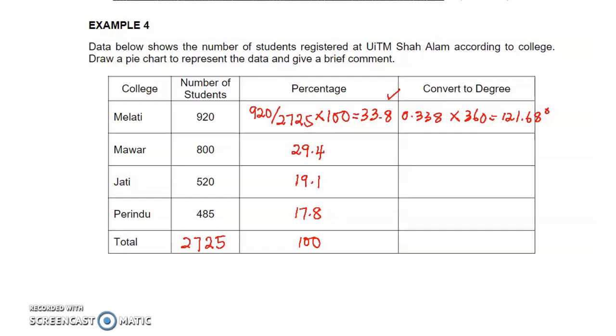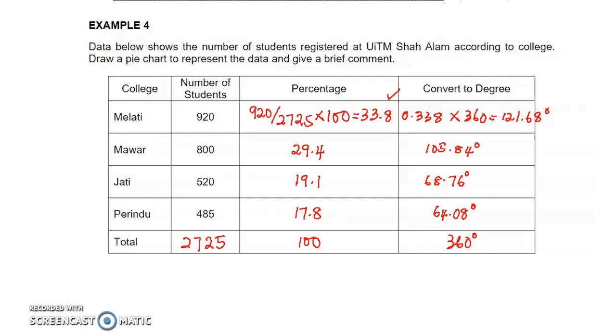Mawar, if you follow the same step, you will get 105.84 degree. Jati 86.76 degree and Perindu 64.08 degree. If you total up, it will be 360 degree because the circle total degree is 360. Again, if you get slightly more than 360, no problem because of rounding adjustment.